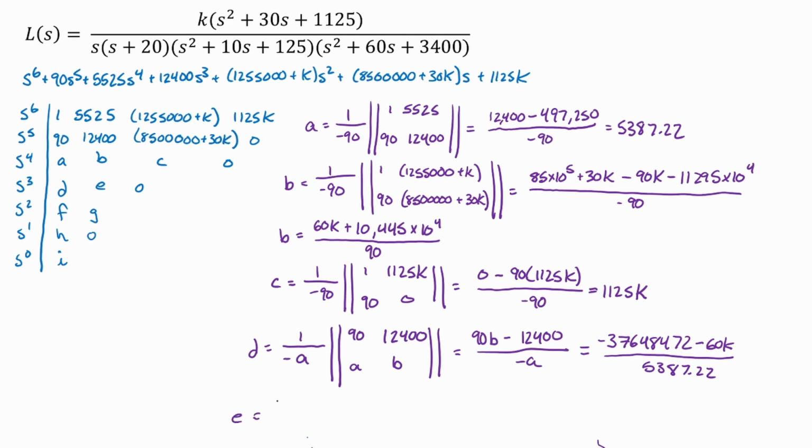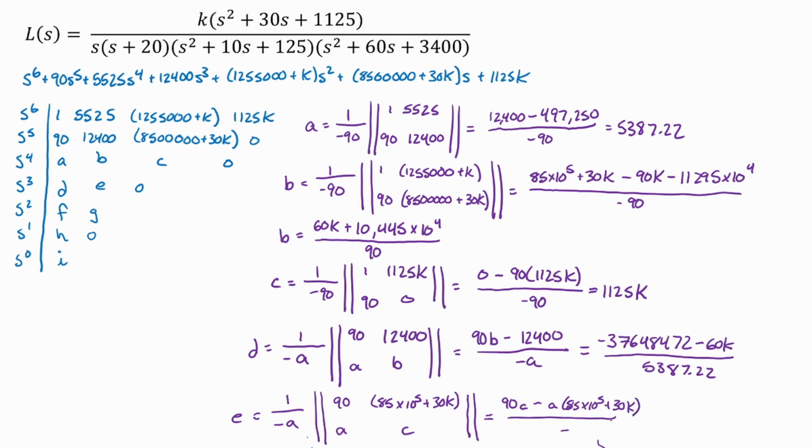Continuing on to E, we have, again, 1 over negative A, 90 over A, 35 times 10 to the 5 plus 30k all over C. So again, we have 90C minus A that evaluates to an even greater number.